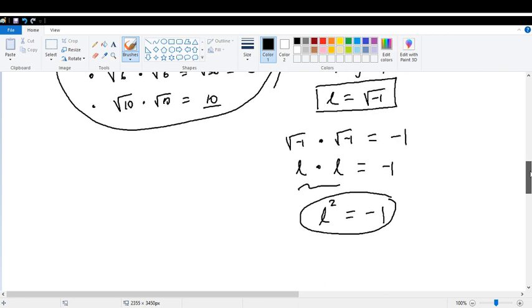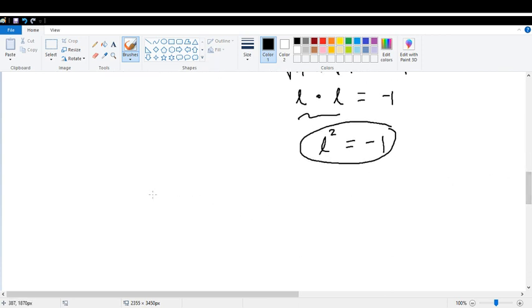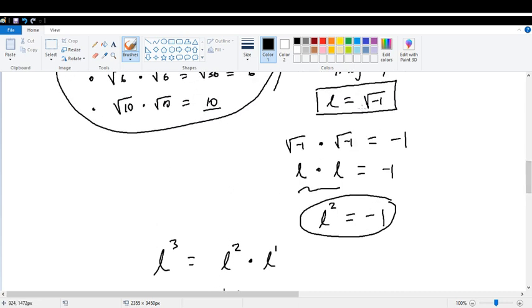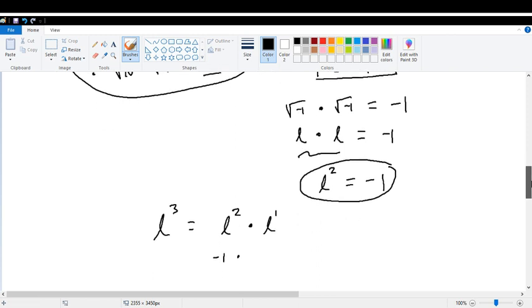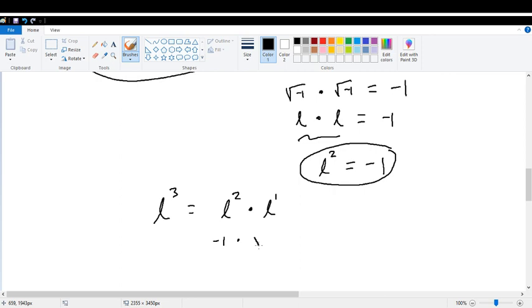Well, if we take that same idea, what would happen if I have i to the third? Okay, well, I already know that i squared times i to the first is i to the third, and i to the second happens to be -1 times i to the first. Let's go back up here. i to the first is just the root of -1. So what does that become? That becomes negative root of -1.